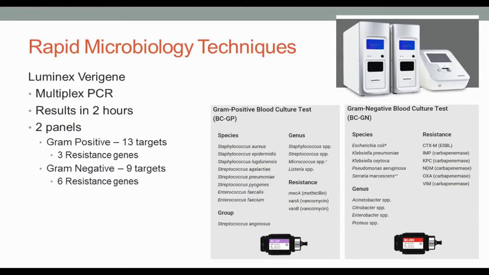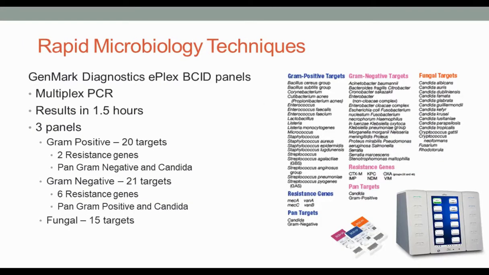Luminex Varigene also produces a multiplex PCR test. They differ from the BioFire in that there is a separate panel for gram-positive and gram-negative organisms. The gram-positive panel detects 13 bacterial targets as well as 3 resistance genes. The gram-negative panel detects 9 bacterial targets with 6 resistance genes. Like the BioFire assay, the blood is injected into the cartridge and placed into the instruments. Results are available in about 2 hours.